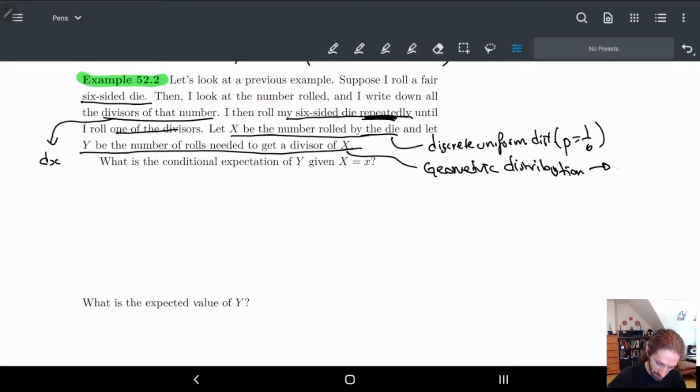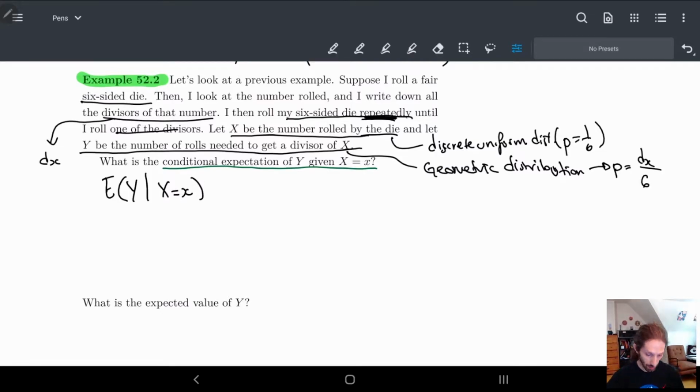What we saw last time is that the probability in this case is d of x over 6. Here d of x, remember, is the number of divisors of the number. And so we're going to ask: what is the conditional expectation of y given x equals x? So let me highlight that. Conditional expectation of y given x equals x. And so how do we write this? It's y given x equals x.